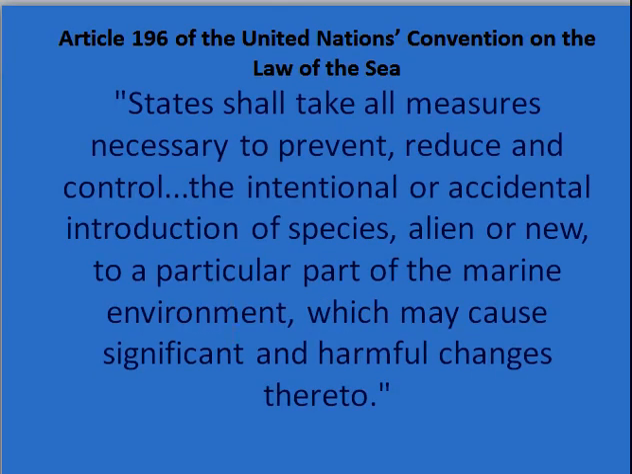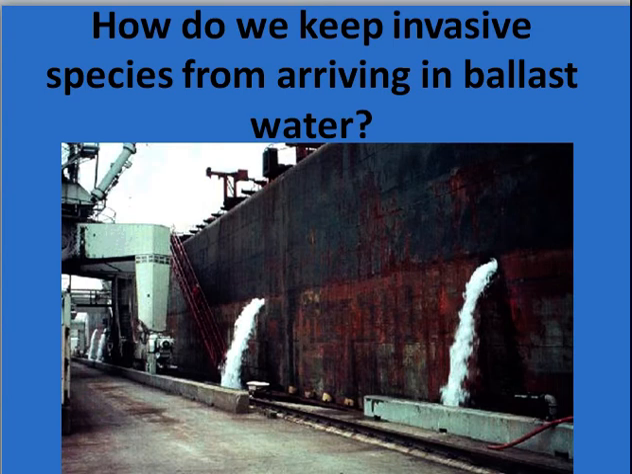All right, and since we are a signatory to the United Nations Convention on the Law of the Sea, UNCLOS, it says that we shall take all measures necessary to prevent, reduce, and control the intentional or accidental introduction of species. And you can read the rest of that, but we, by law, need to try to mitigate new species coming in, and that includes through ballast water. So what are we doing in order to try to limit these things from coming in?